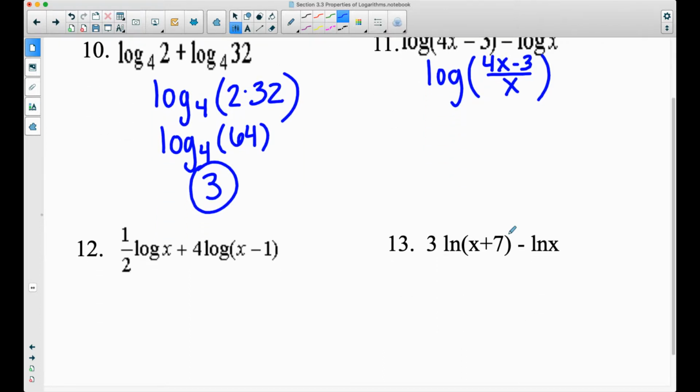Natural log, same properties. Instead of writing log, you write ln.